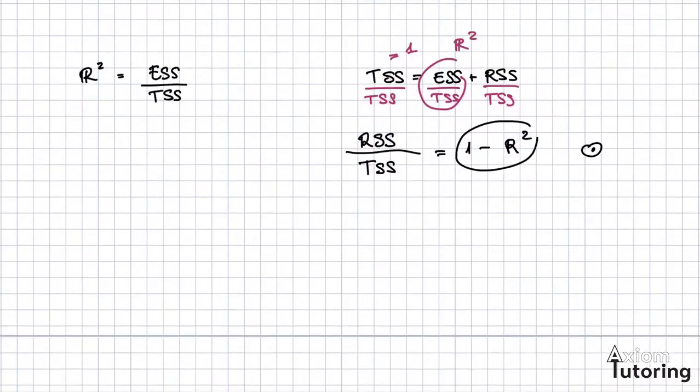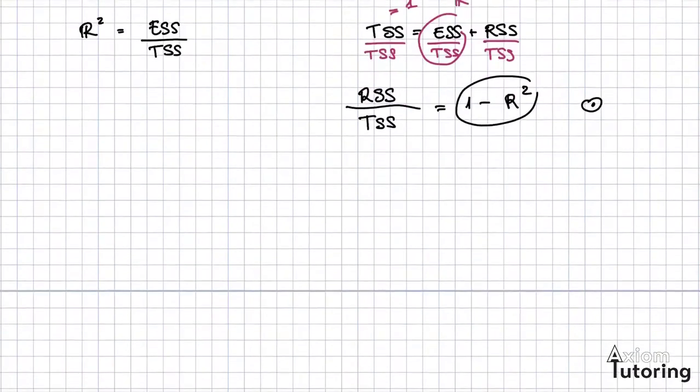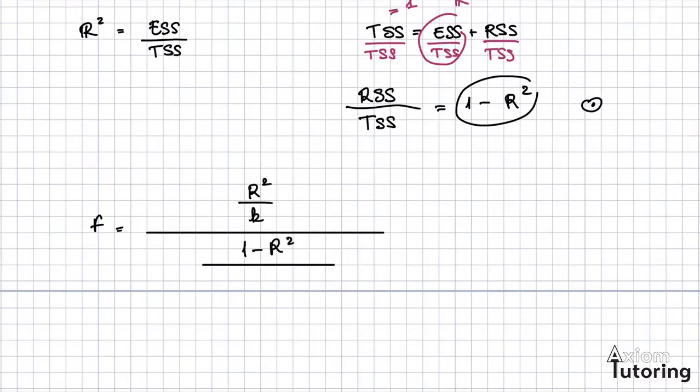From the previous video, we also know that the F-test compares explained variation per regressor to unexplained variation per degree of freedom. So if we wanted to translate that using this new relation that we just established, the formula for the F test will be R squared divided by K, the degrees of freedom, so the number of regressors that you have, over 1 minus R squared divided by N minus K minus 1.